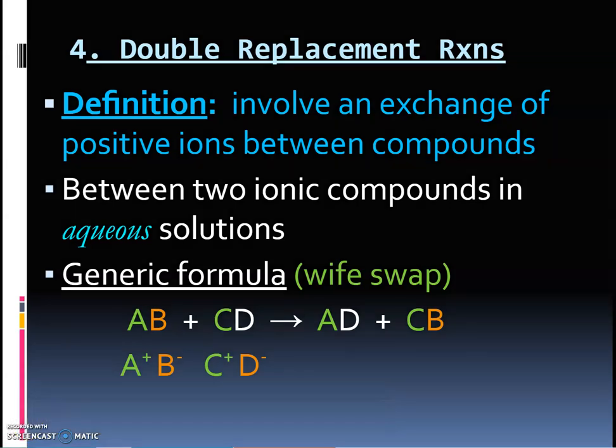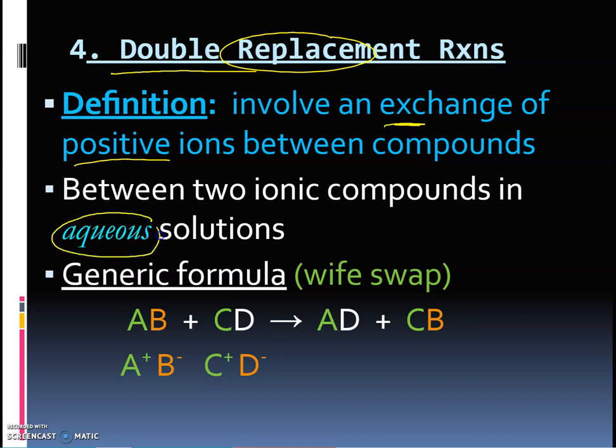Our fourth type of reaction is a double replacement reaction. And if replace means to switch, it means we are switching two things. We are exchanging basically the positive ions between compounds. And the only way that this can happen is if we have two aqueous solutions. And aqueous means made with water.